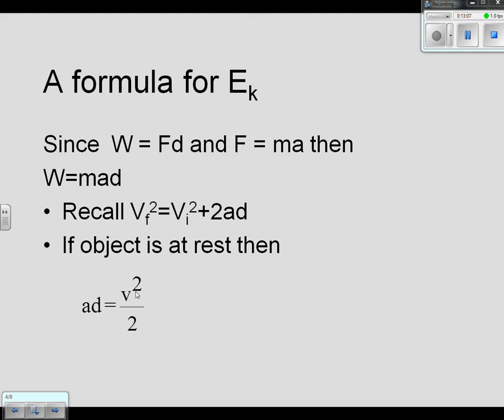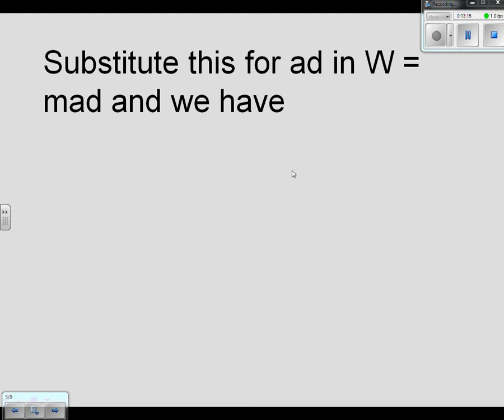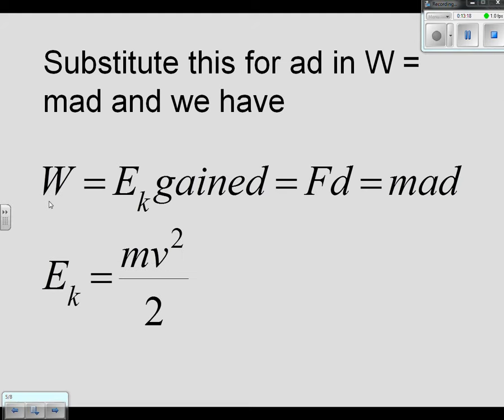This AD, I'm going to take V squared over 2 and plug it in right there. Substitute this for the AD in W equals MAD, and what do you get? Work done is kinetic energy gained, FD is MAD, so EK is equal to mv squared over 2. That's the formula. Let me go back.